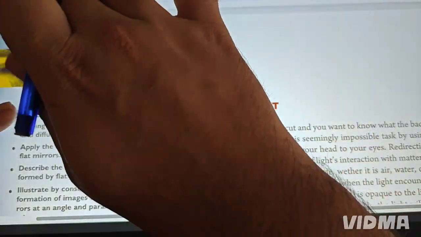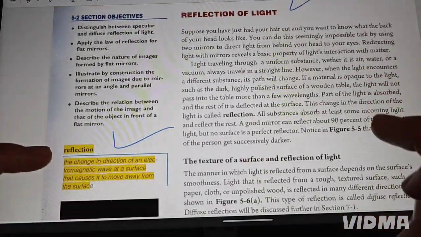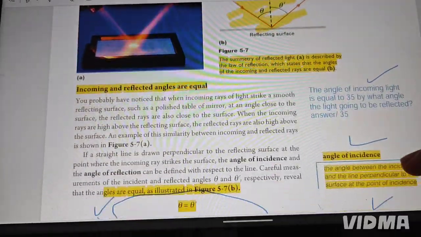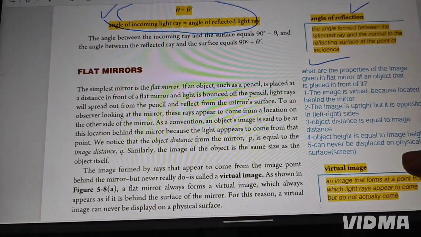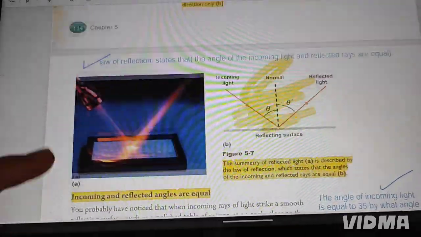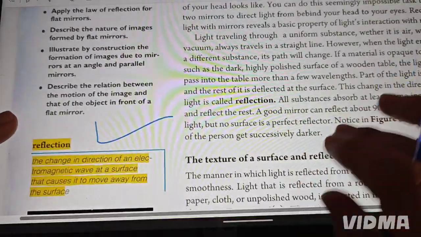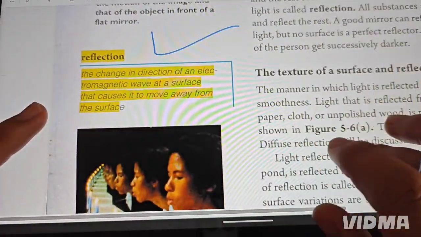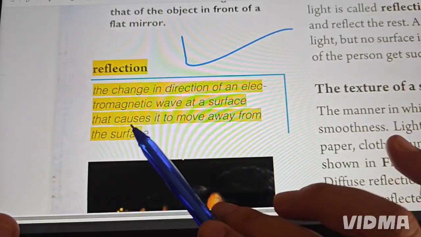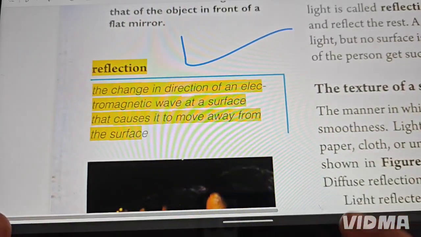The first step for now, we are going to study what is the meaning of reflection of light, or what is reflection in general. First of all, we have to know what is the meaning of reflection. Reflection means the change in direction of an electromagnetic wave at a surface so that it moves away from the surface.